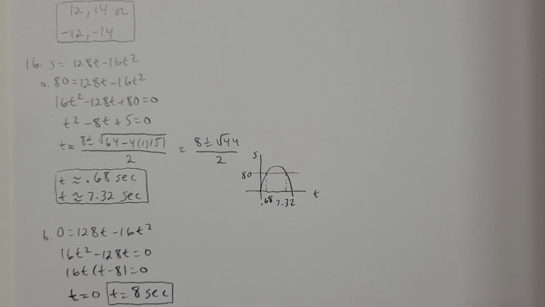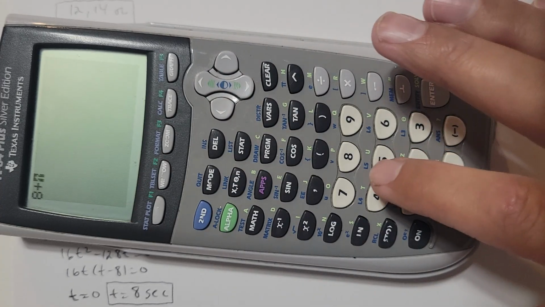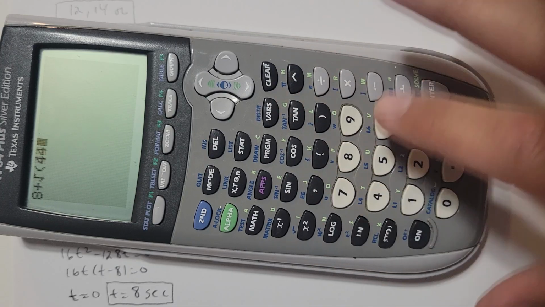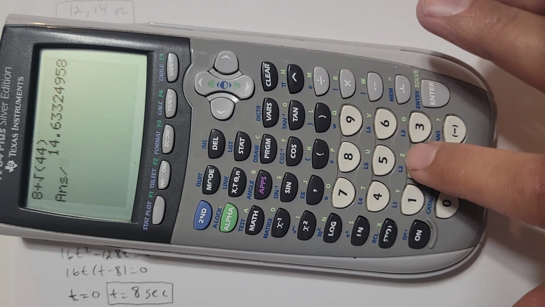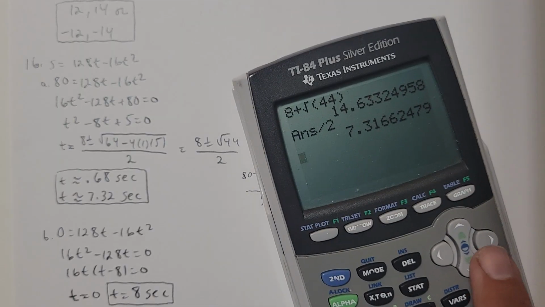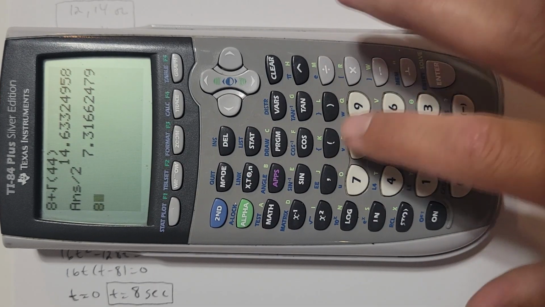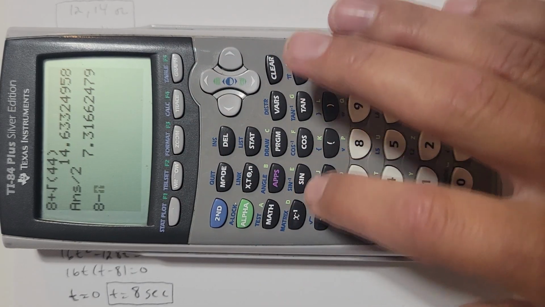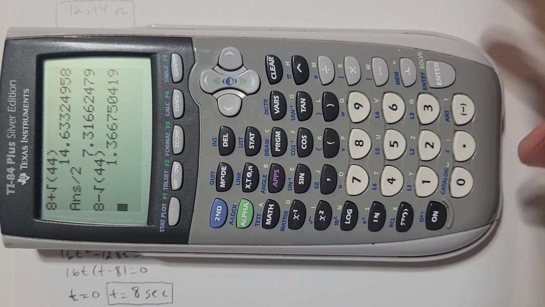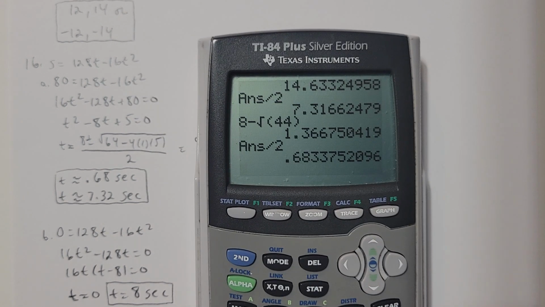Okay, so if I type this into the calculator, if I type in 8 plus the square root of 44 divided by 2, I get 7.32. Okay, and then I type in 8 minus the square root of 44 divided by 2, I get 0.68. Okay, so these both would be answers.